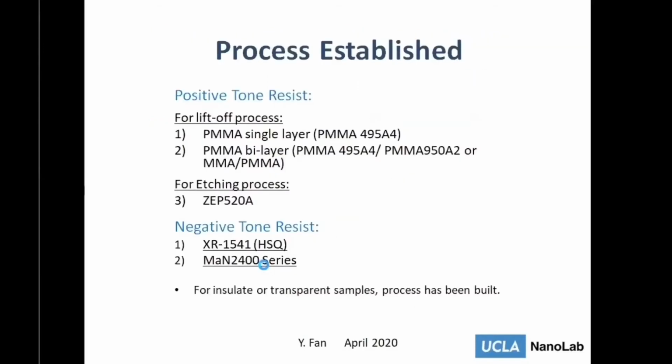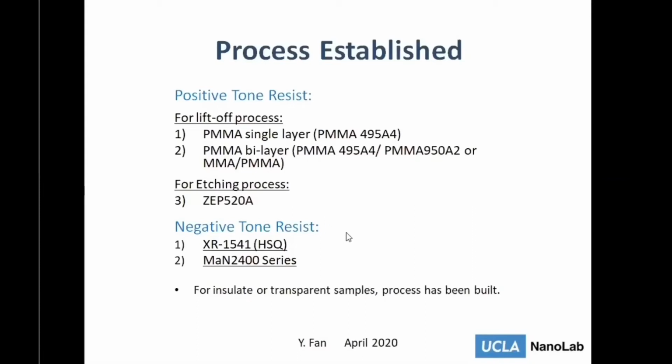By now, this is the process we have established, or we use a lot here. We have different kinds of resist. For positive tone resist, mostly we use either PMMA or ZEP. We offer PMMA 495 A4 and PMMA 950 A2 in our clean room. That's free for the users, but you are welcome to bring any combination you want according to your needs. For example, we have users who use an MMA, PMMA combination, which also works.